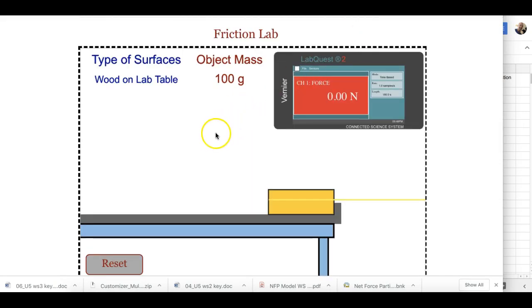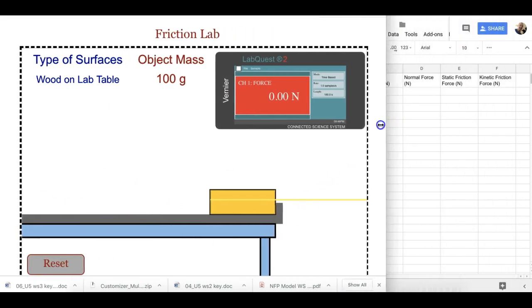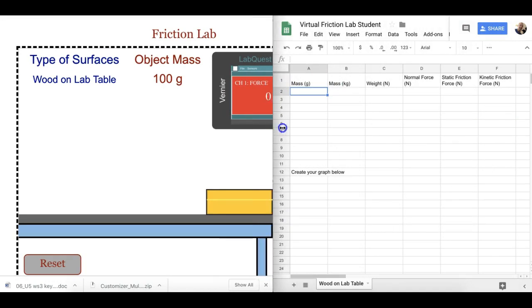How do you do the lab? That's the next question. So we've got the two surfaces are wood, so it's a wood block and it's on the lab table, which is that kind of slick black material. And the data table that we're going to fill out is over here. So let's go ahead. We have reset it.